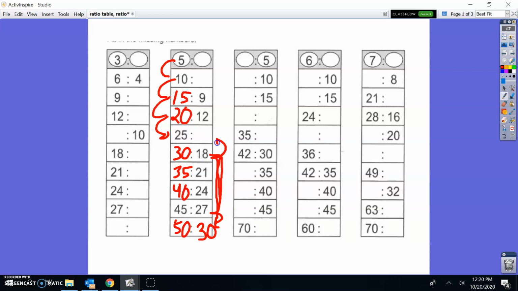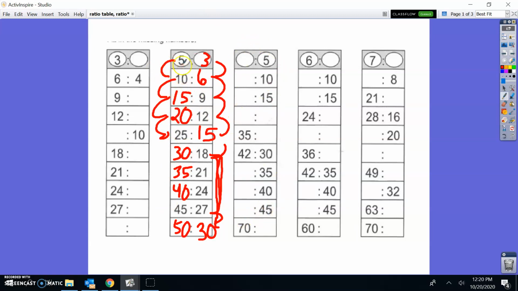If I subtracted 5 here, I would get to 13. Oh, sorry, not 5. That should be 3. I was like, why am I not getting the right answer? That should be minus 3, which gets us to 15. Minus 3, minus 3, minus 3, which gets us to 6. Minus 3, which gets us to 3. So 5 to 3, 10 to 6, 15 to 9, 20 to 12, 25 to 15, and etc. all the way down. So keep that in mind as you fill in your ratio tables.